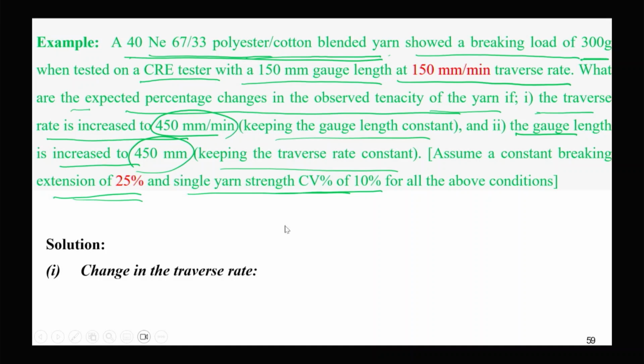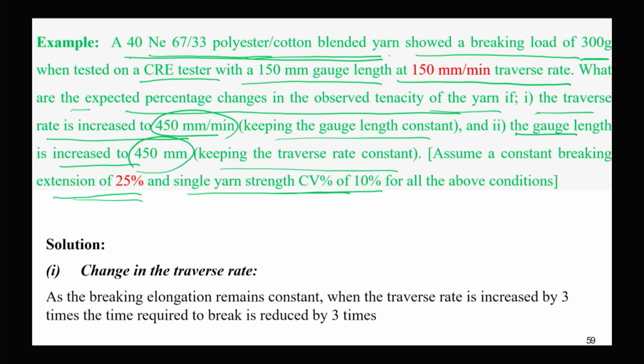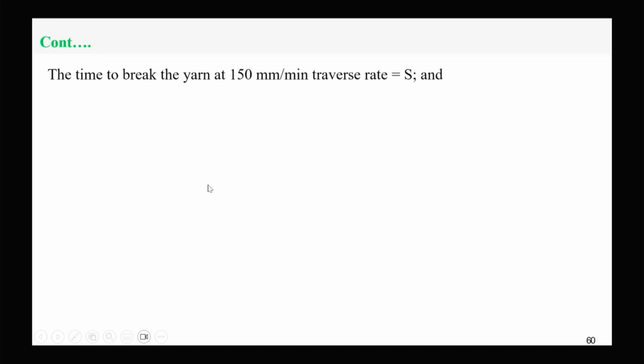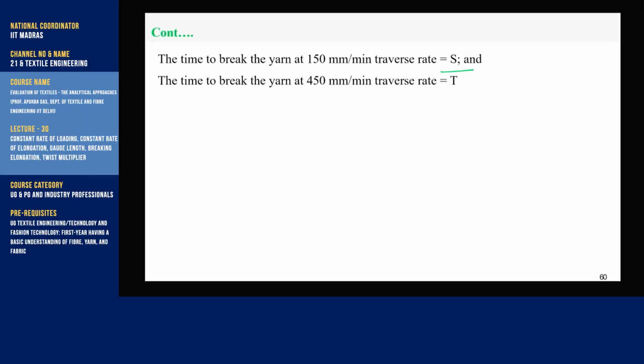First, change in traverse rate. We are changing the traverse rate from 150 millimeter per minute to 450 millimeter per minute. That is, the time to break will be reduced by 3 times because our breaking load is constant. Breaking extension is constant. Three times reduction will be there. So time to break the yarn at 150 millimeter per minute is say S, and at 450 millimeter per minute it will be T. So S by T will be 3 times.